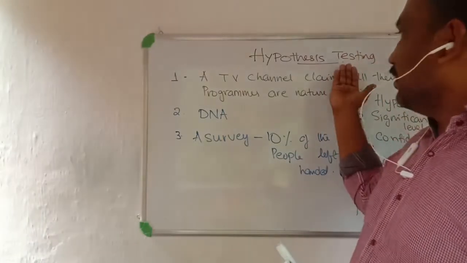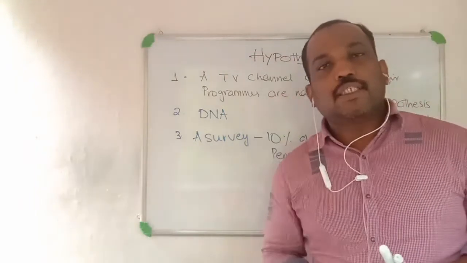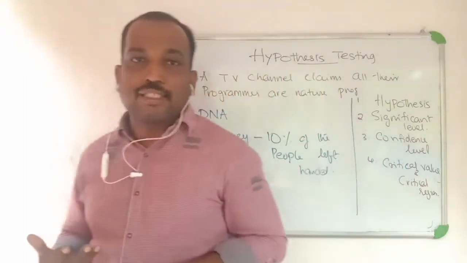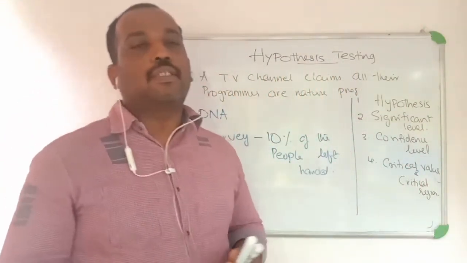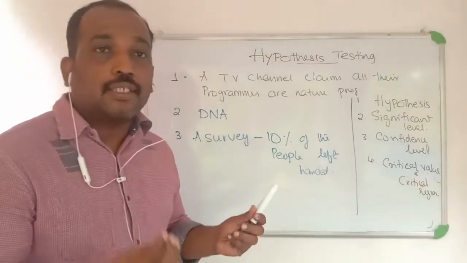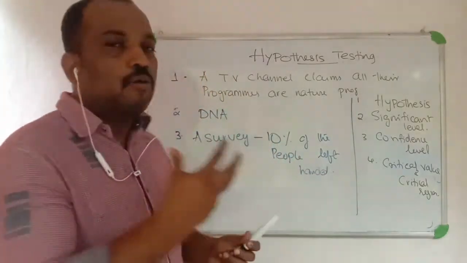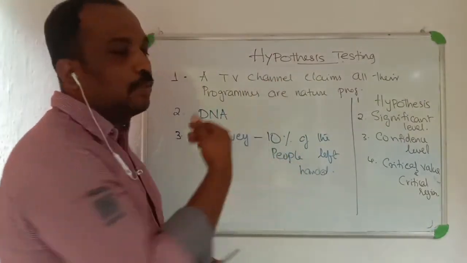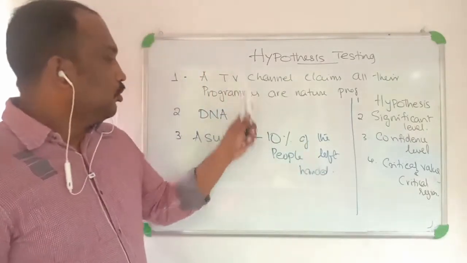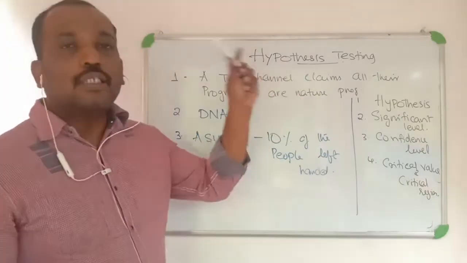To test that claim or that hypothesis, we use methods like the scientific method when scientific research is required. But for questions like these, instead of the scientific method, we can use the statistical method, because the first and third are about surveys. So statistical measures can be used to test whether the claim is right or wrong.